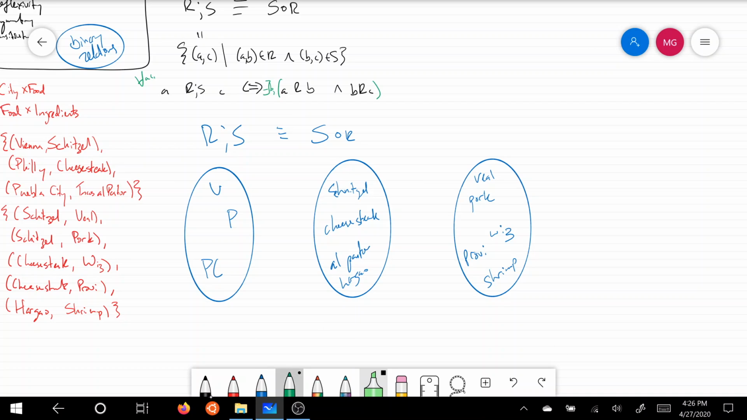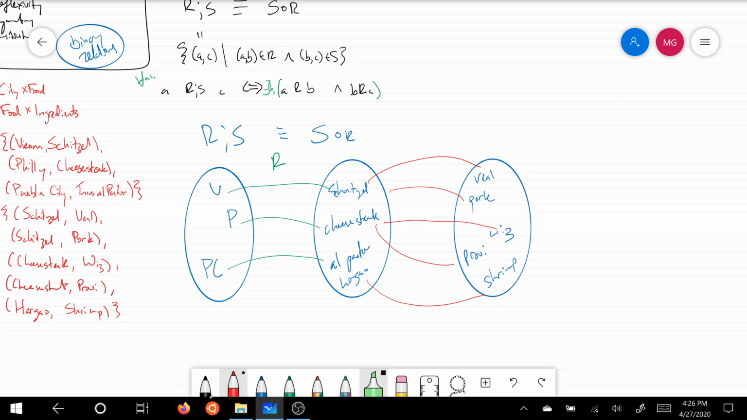Okay, cool. So let me draw some lines for what R has. R says Vienna is related to schnitzel, Philly is related to cheesesteak, and Puebla City is related to al pastor. Nothing's related to Har gow, and that's just fine. Okay, here is R. Now let's look at what S does. It says schnitzel is related to veal, schnitzel is related to pork, cheesesteak is related to whiz, it's related to provolone. Al pastor isn't related to anything, though it could be related to pork, and Har gow is related to shrimp.